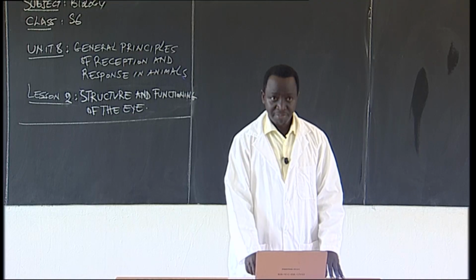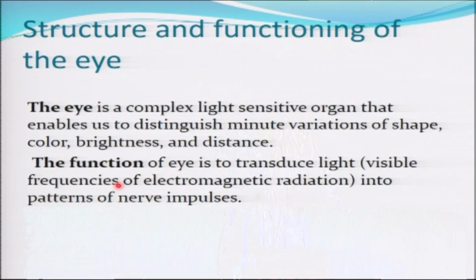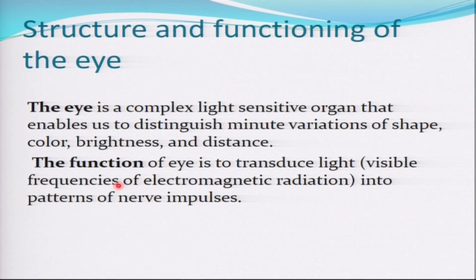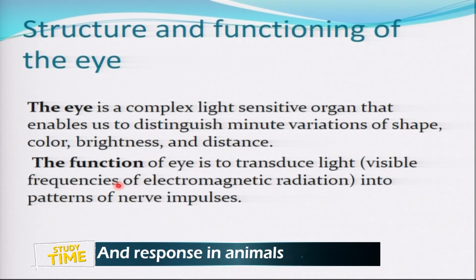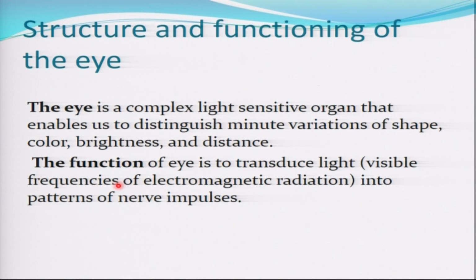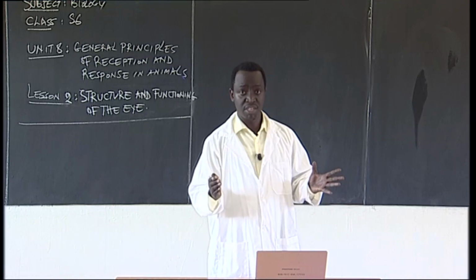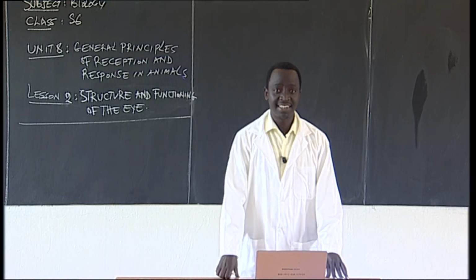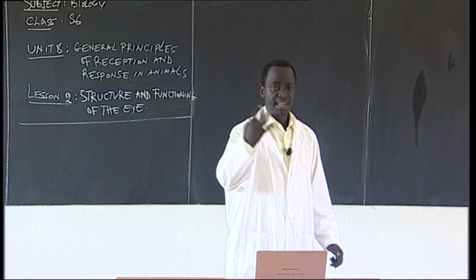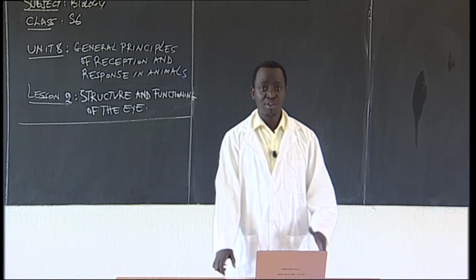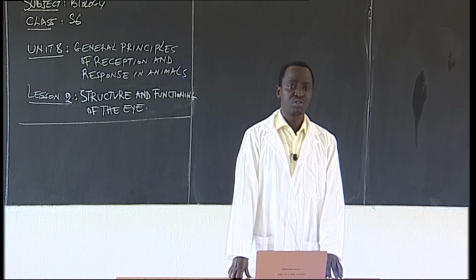So now, what is the eye? It is a complex light-sensitive organ that enables us to distinguish the variation of shape, color, brightness, and distance. So this is what you call the eye. Why is it light-sensitive? Because I use the light to see. Have you tried to look when it is dark? In darkness, we cannot see well because there is no light. Those lights are going to be received by photoreceptors found in the eye, on the part called the retina.